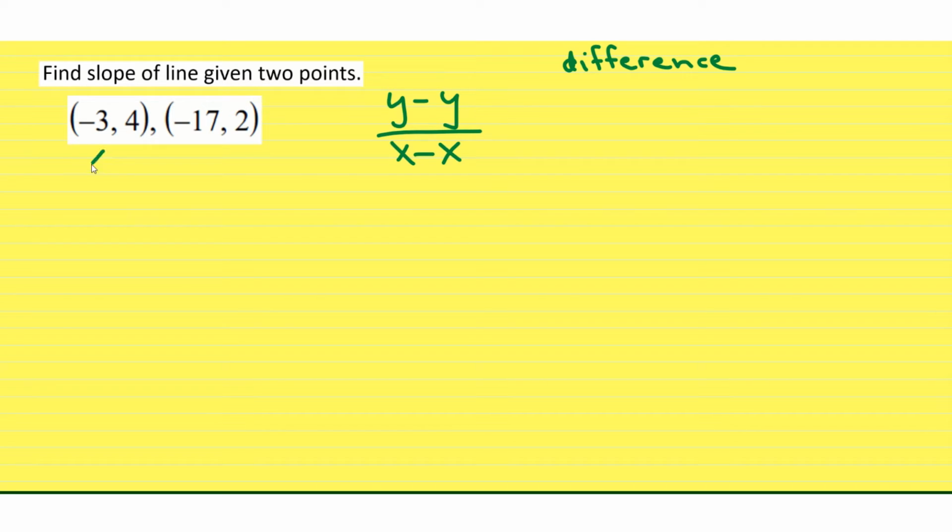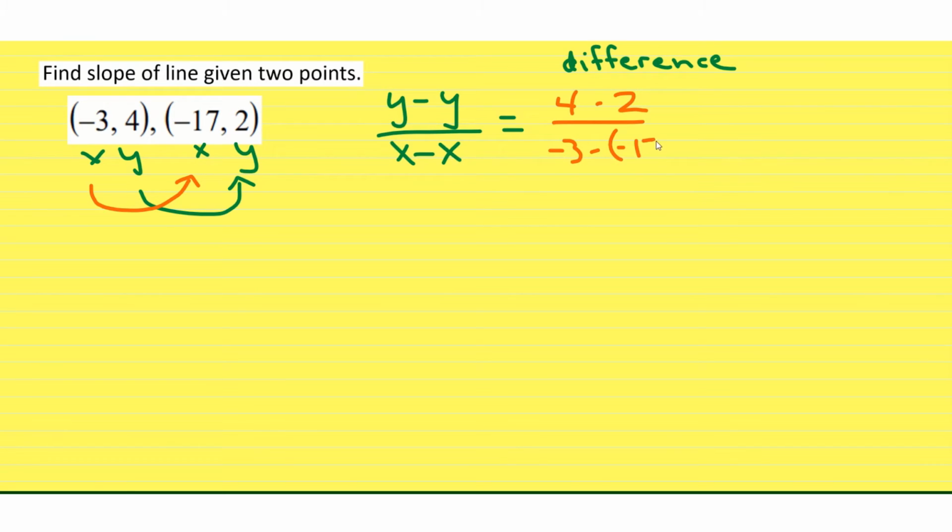So we need to remember that this is an x and this is a y. This is an x and this is a y. So we are going to put the y's on top. And it doesn't really matter which one is y sub 1 and y sub 2. It just matters which direction you go. So we're going to go this direction. So I'm going to do the 4 and the 2 on top. So 4 minus 2 on top. And then I'm going to do my x's, also left to right. So I'm going to say negative 3 minus a negative 17.